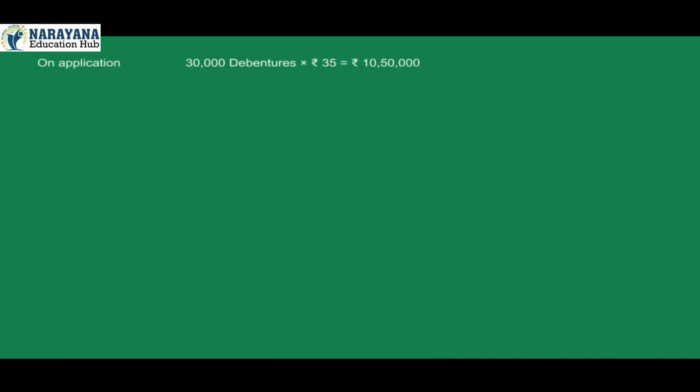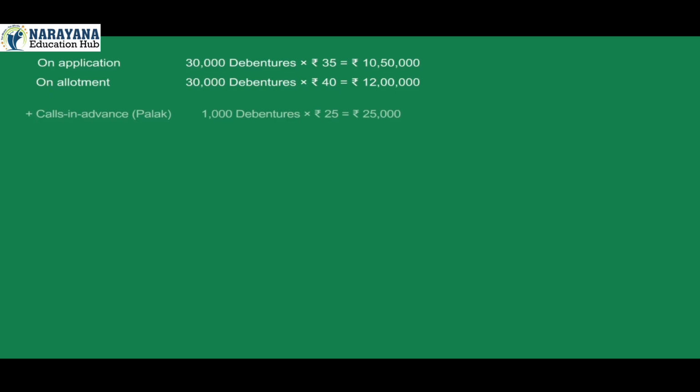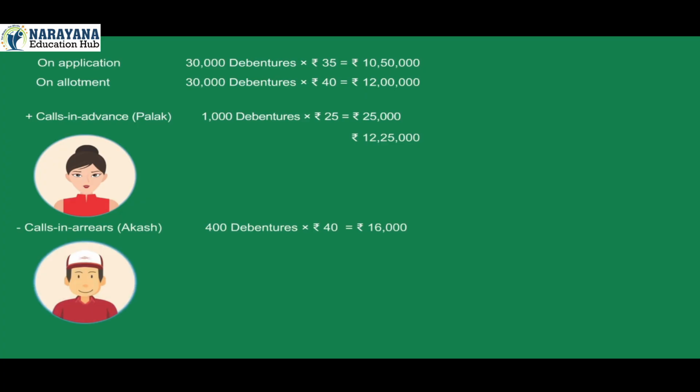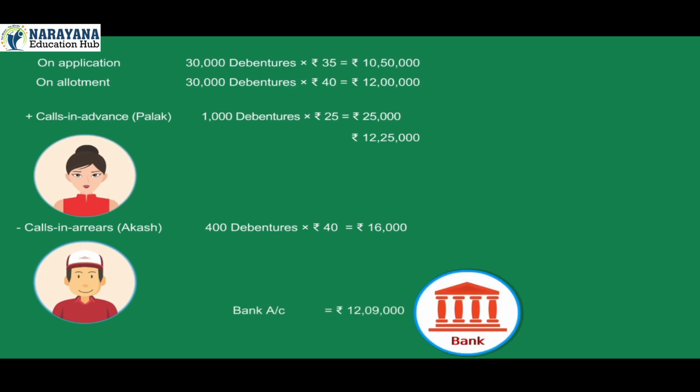Answer. On application, 30,000 debentures into Rs 35 is equal to Rs 10,50,000. On allotment, 30,000 debentures into Rs 40 is equal to Rs 12 lakh plus call in advance, that is Palak, 1,000 debentures into Rs 25 is equal to Rs 25,000, Rs 12,25,000 minus calls in arrears, that is Akash, 400 debentures into Rs 40 is equal to Rs 16,000. Bank account is equal to Rs 12,09,000.